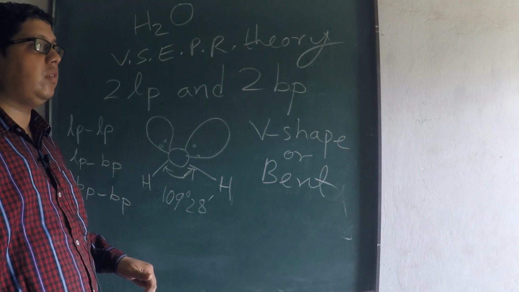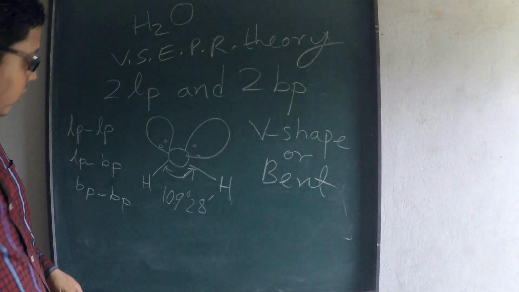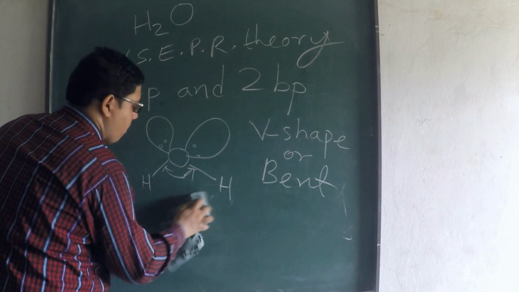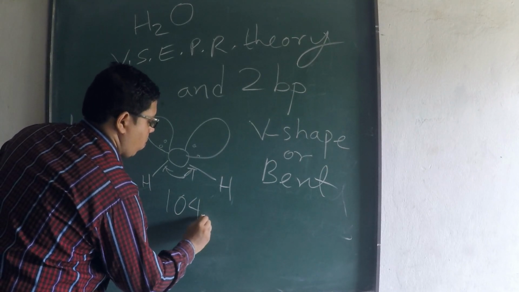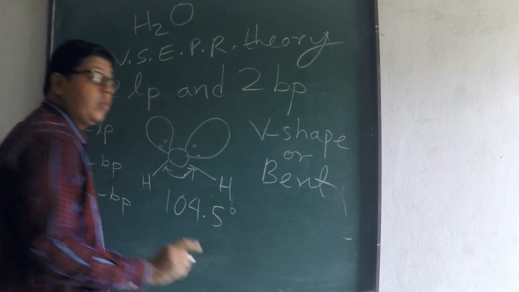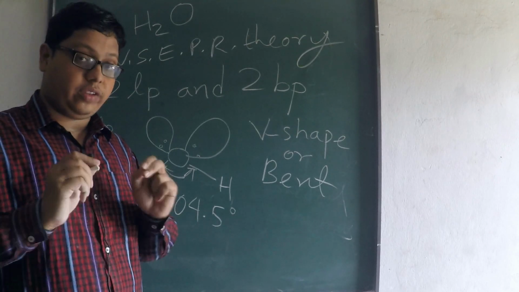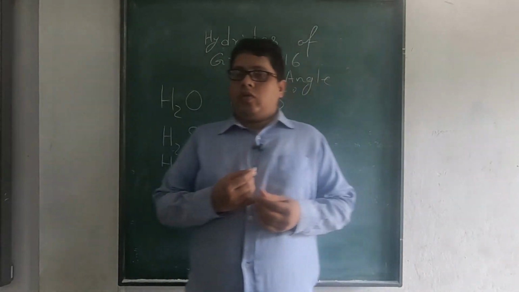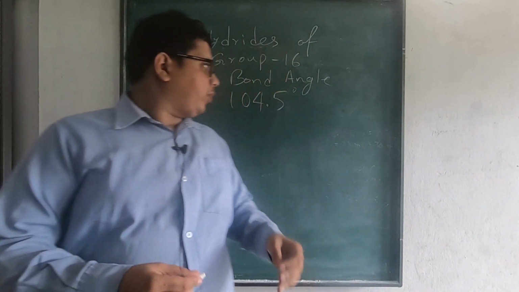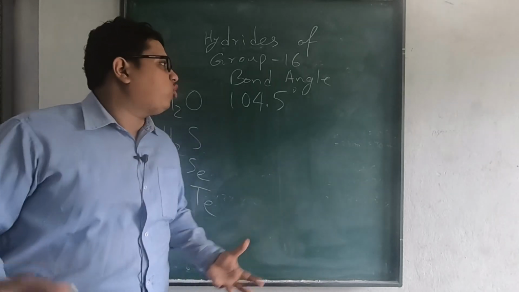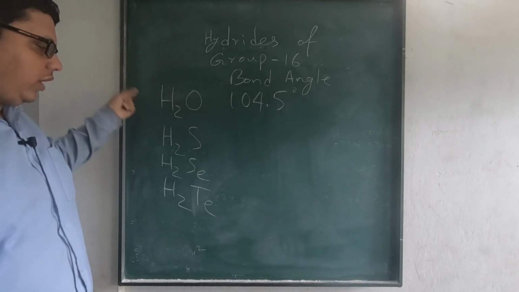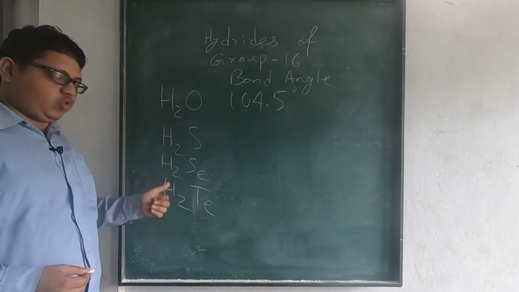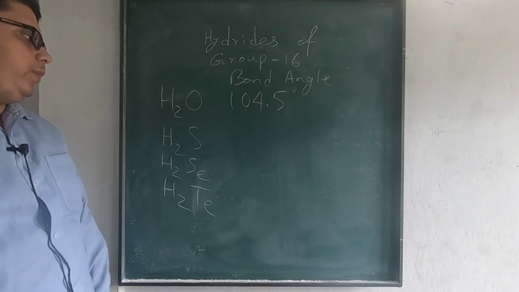The bond angle is rather 104.5 degrees. Why is that? We are going to discuss it now. We were talking about the hydrides of group 16 elements, and those hydrides are H2O, H2S, H2Se and H2Te.